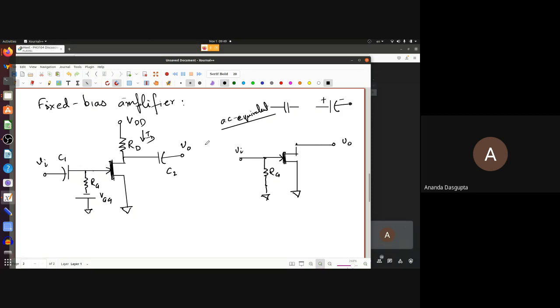And what is the other end connected to? This end. In the actual circuit, it's connected to VDD, but when you're doing an AC analysis, what is this connected to? VDD is actually shorted to the ground. Ground. So RD is connected between this point and the ground.